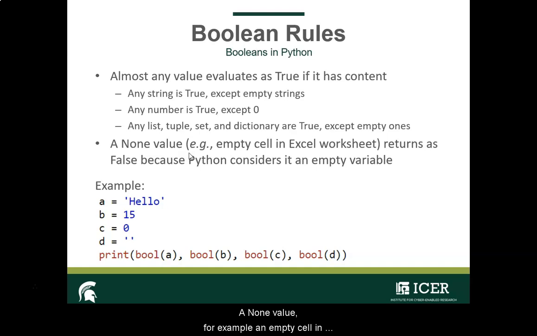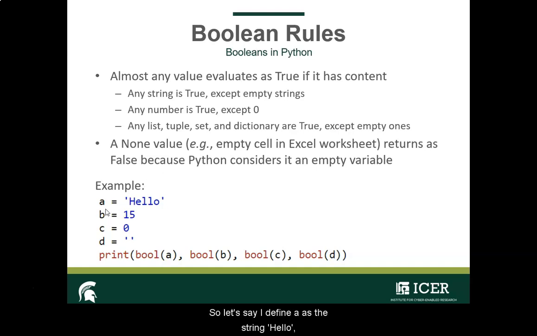A none value, for example an empty cell in a Python worksheet, is going to return as false because Python considers that to be an empty variable, just like an empty string or an empty list. You can play around with this.